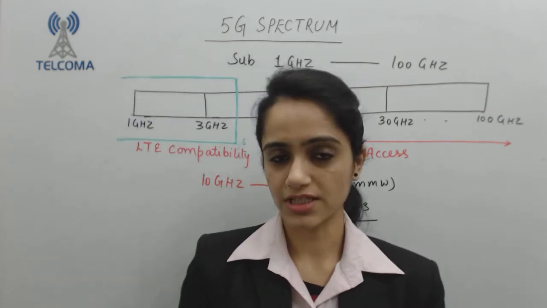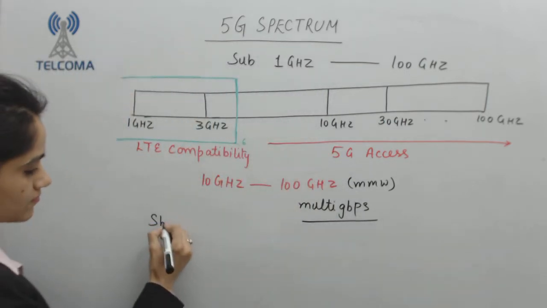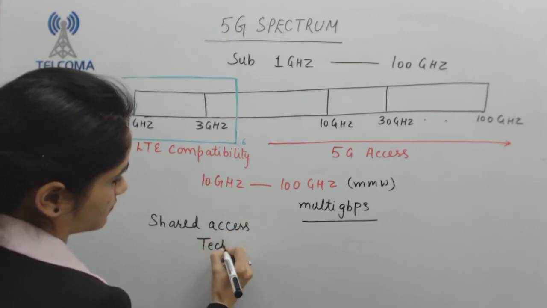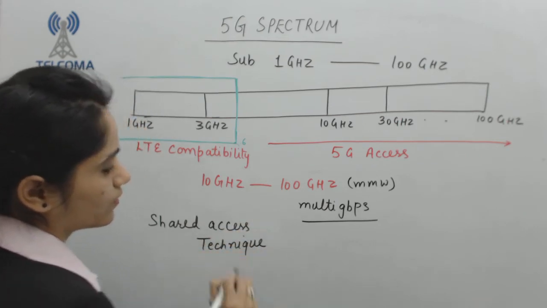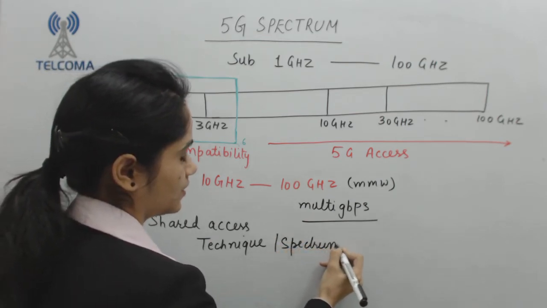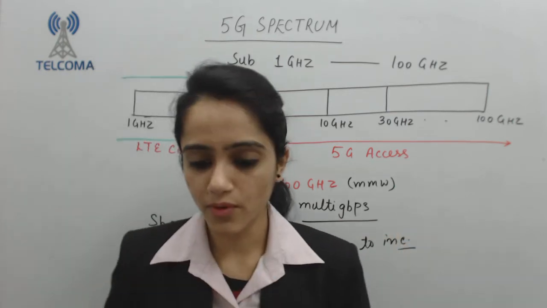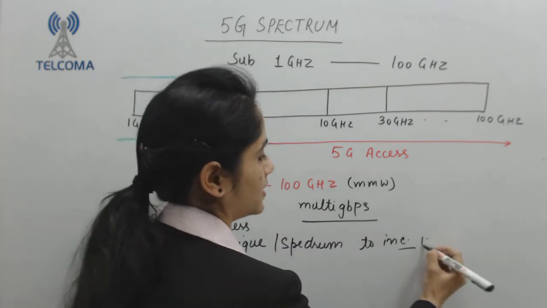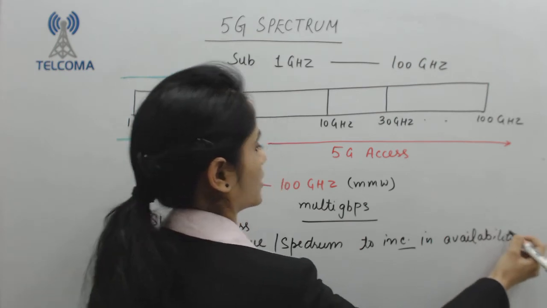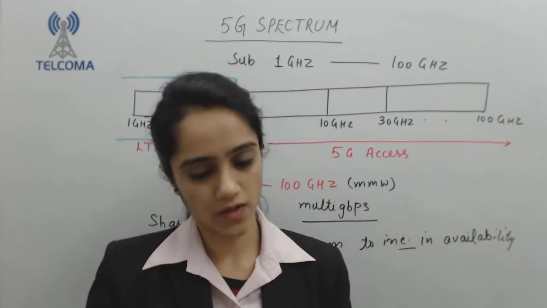Now we have another provision, and that is the shared access technology or technique. We also name it shared access spectrum. That means we have a provision to increase availability. For an increase in availability, we can use the shared spectrum as well.